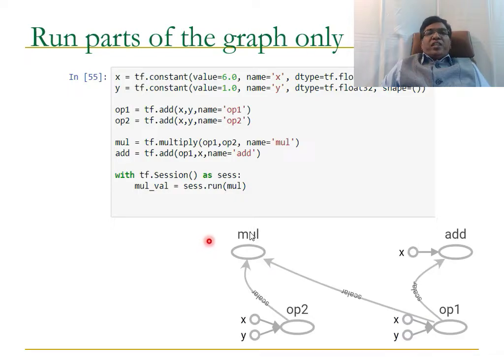Run parts of the graph only. Suppose you want to execute only this part of the graph or this part of the graph. One of the main advantages of TensorFlow is that it allows you to execute part of the graph. In this case, mul will get computed, but add will not get computed. When the session.run command is executed, first x and y are computed. Then op1 and op2 are computed. Then finally mul is computed.